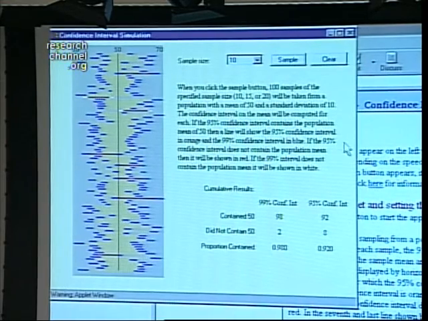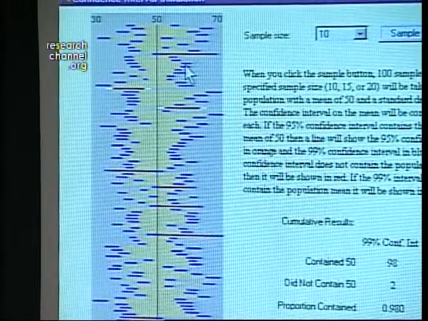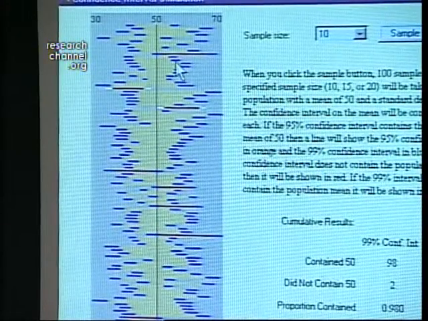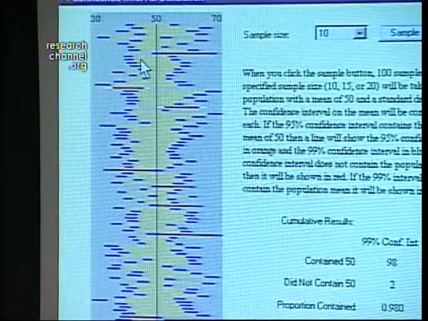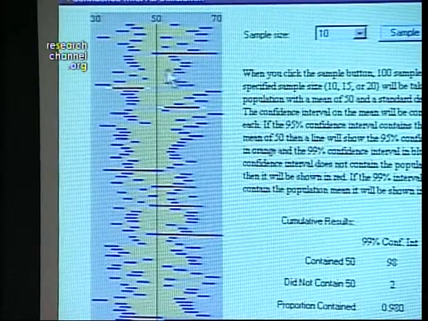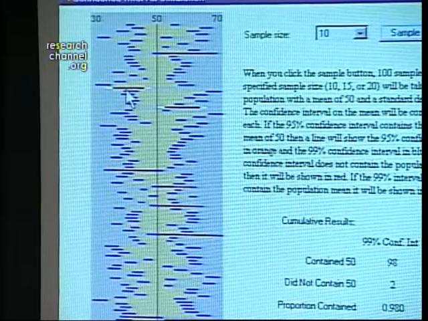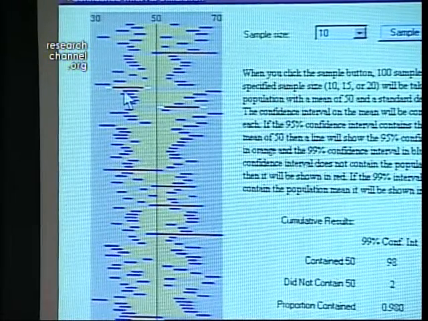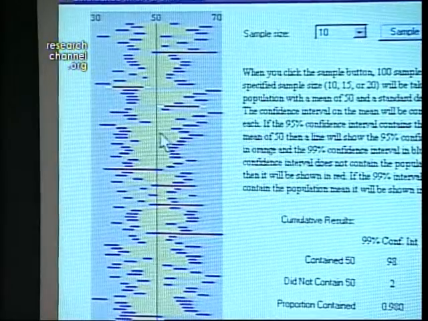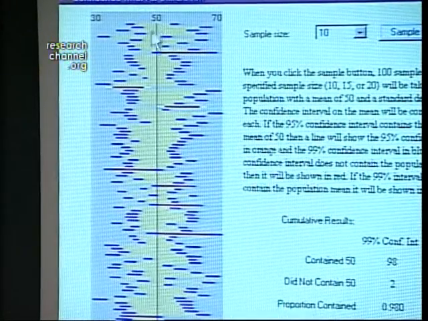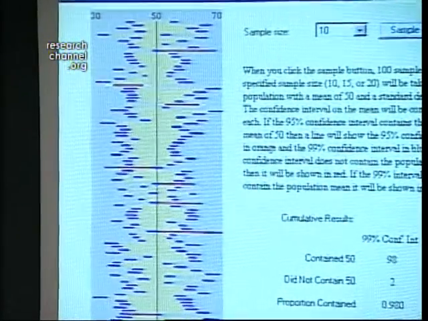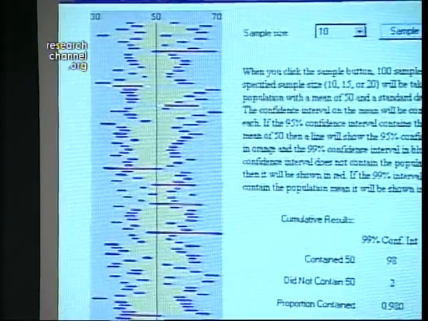And what we see here are, in the yellow, the 95% confidence interval. The blue is the 99% confidence interval. We'll talk more about this. But what you see is that most of these confidence intervals overlap the true value of 50.